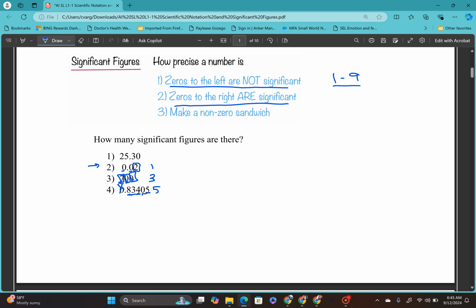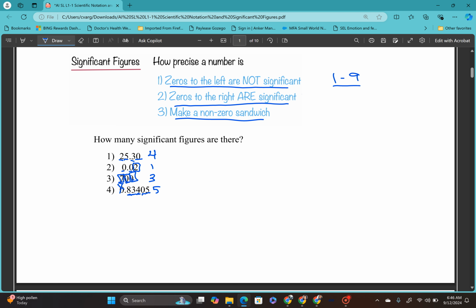Okay. And going back to the first one, let's go ahead and apply all three of our rules. So we don't have any non-zero sandwiches. Okay, so let's take a look. We have that the 2 is significant, the 5 is significant, the 3 is significant, all of them because they are non-zero numbers. And then it says zeros to the right are significant. So that 0 is significant. So that means that there are 4 significant figures.